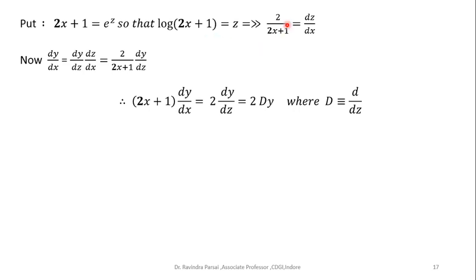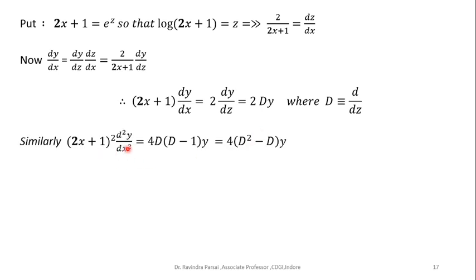The differential of log of (2x plus 1) is 1 over (2x plus 1), and then the differentiation of 2x plus 1 is 2, so 1 equals 2 upon 2x plus 1 times dz by dx. So now you can find the value of dy by dx equal to dy by dz into dz by dx, equal to 2 upon 2x plus 1 of dy by dz, that is, (2x plus 1) dy by dx equals 2 into dy by dz, that is 2 D of y, where D equals d upon dz.